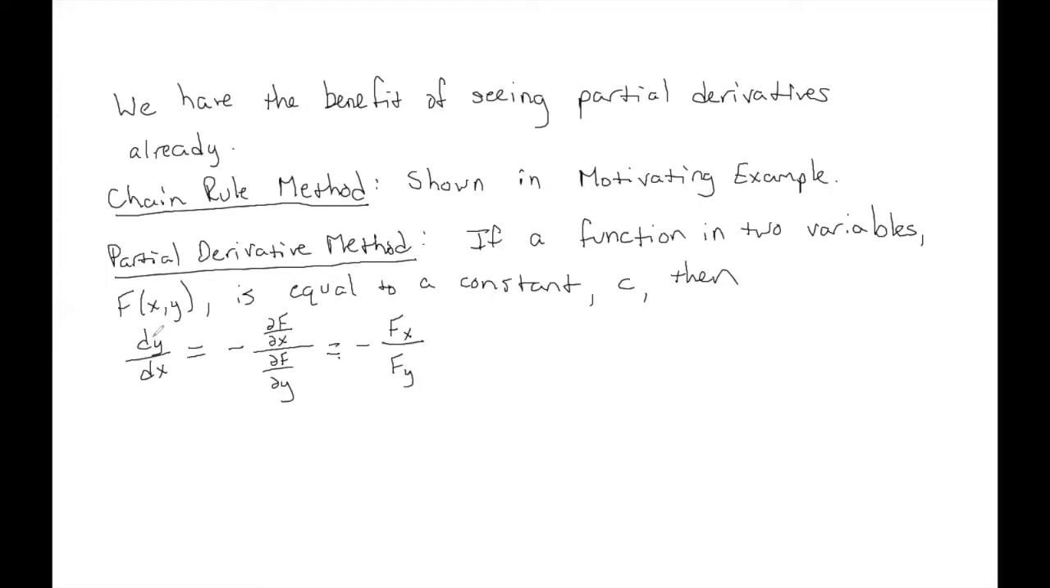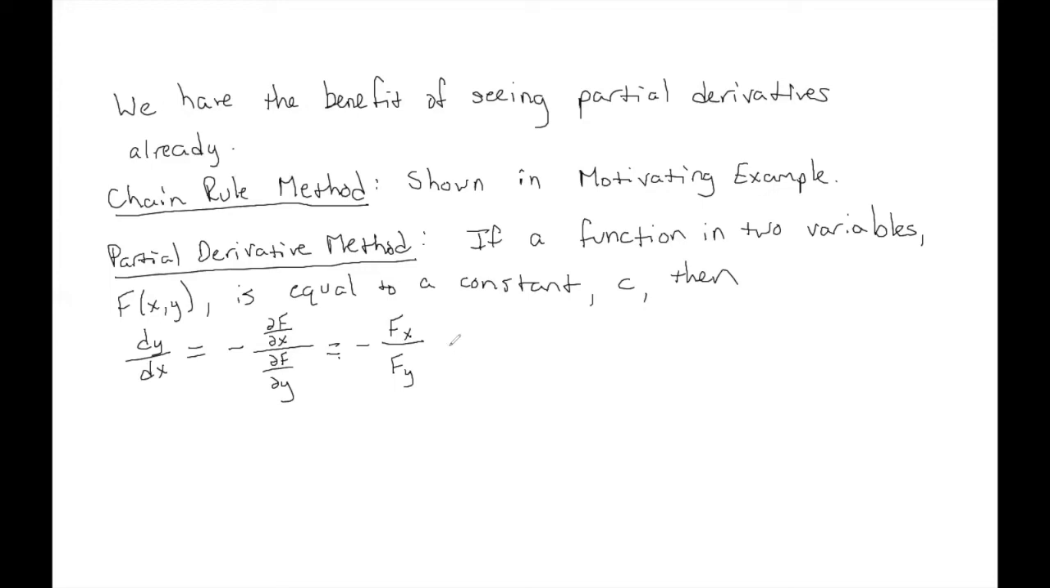And the way I remember it is, it's exactly the opposite of what I have on the left. What I have on the left is a regular d. What I have on the right are scripty d's, meaning partials. What I have on the left is y on top, x on bottom. What I have on the right is x on top, y on bottom. What's on the left is positive, what's on the right is negative. It's exactly the opposite in every sense of the word.